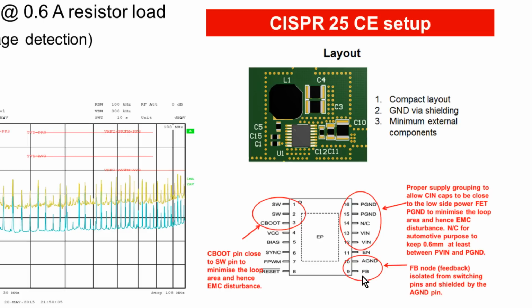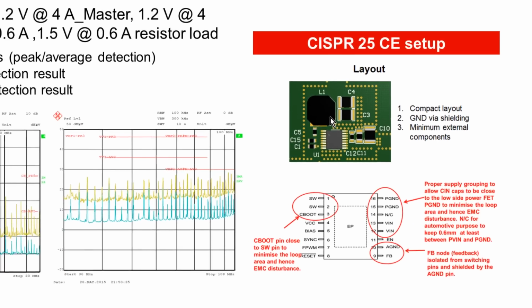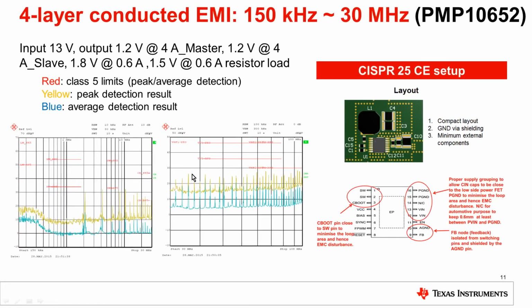The feedback components can now be referenced to the quieter A ground, and remember this feedback is also away from the switch node, so that no noise couples back to the feedback pin, thereby ensuring stable operation. So by giving this pinout, you will ensure a good system level layout and thereby minimize the EMI. This EMI performance is taken without any common mode choke or shielding.